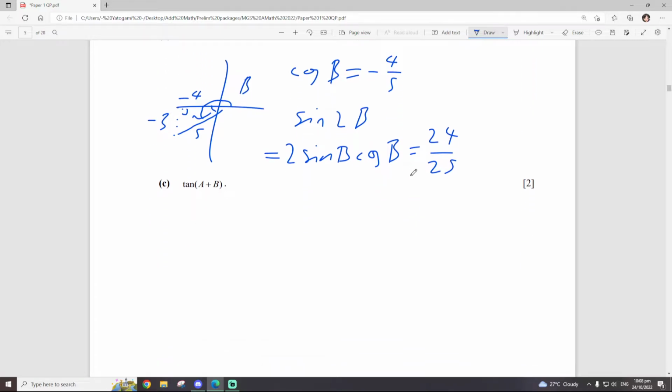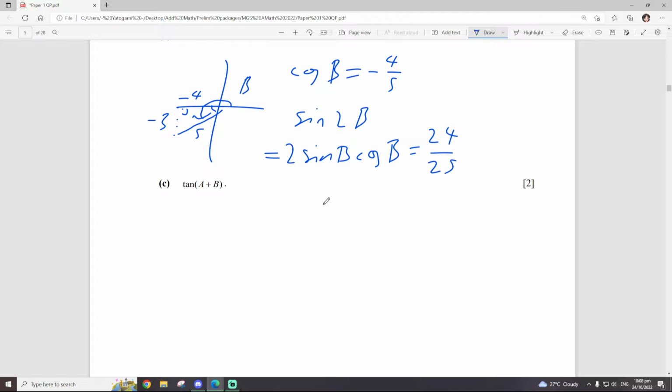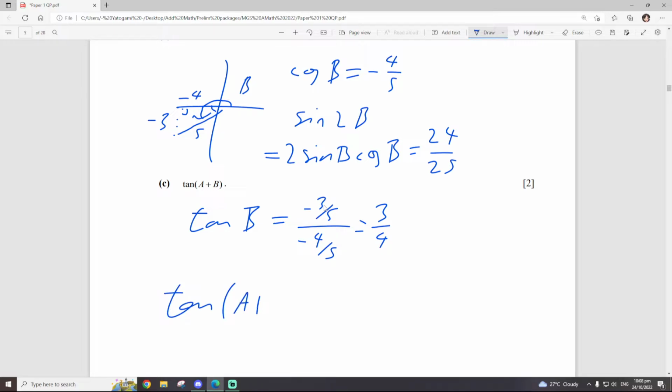For this, we'll need to know what is tangent B. We know what is tangent A. Tangent B turns out to be negative 3 over 5 divided by negative 4 over 5, because sine over cosine. So this is positive 3 over 4. So tangent of A plus B is equal to tangent A plus tangent B.